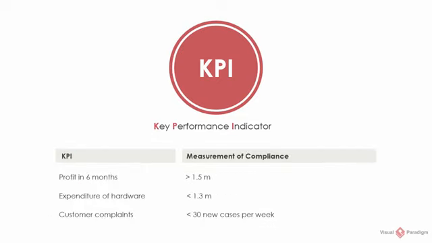Here are some examples. The first KPI is about the profit in 6 months. It is required that the profit has to reach 1.5 million in 6 months. If all KPIs are passed, the architecture works are said to be a success.